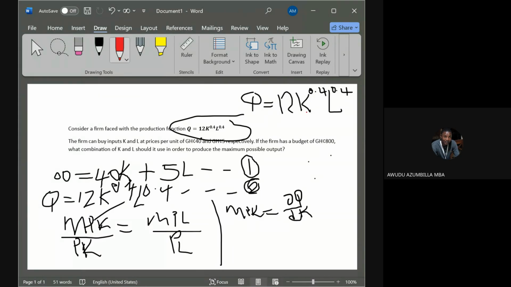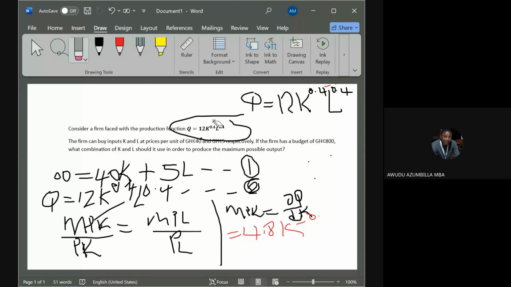So if we differentiate with respect to capital, what are we getting? We are going to multiply 0.4 by 12, which will give you 4.8. So you are going to get 4.8. Then you write the capital there. Remember, this is a multiplication, they all go together. Then you subtract 1 from 0.4, and we are going to get minus 0.6.